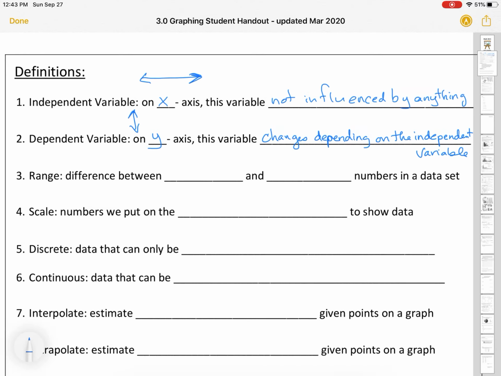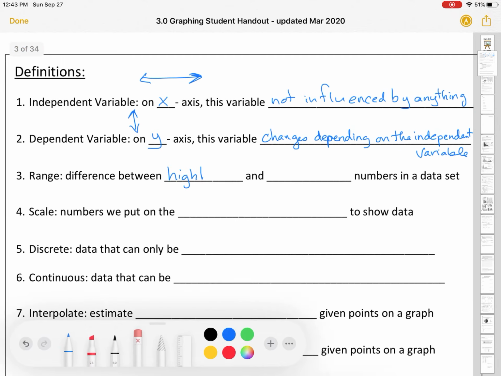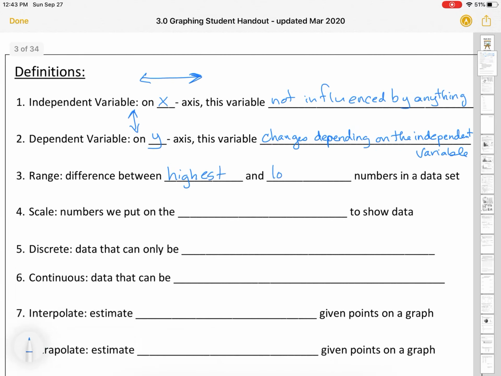The range is the difference between the highest and the lowest numbers in a set. And we have to figure out the range to help us figure out how we're going to label our axes. We want to make sure that we can fit it all on our graph, that we don't start graphing and run out of room. So we want to assess the range before we start graphing.